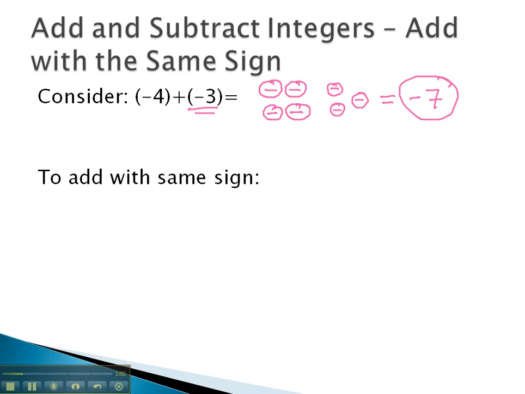This gives rise to our process that we will use to add integers with the same sign. What we will do is we will add the numbers to find out how many of them we have, and then we will keep the sign. Keep the negative, because we've got a lot more negatives.